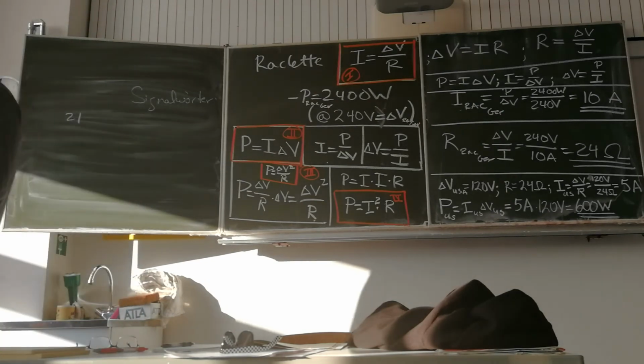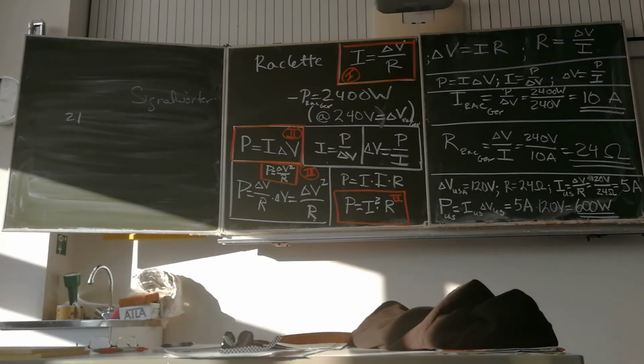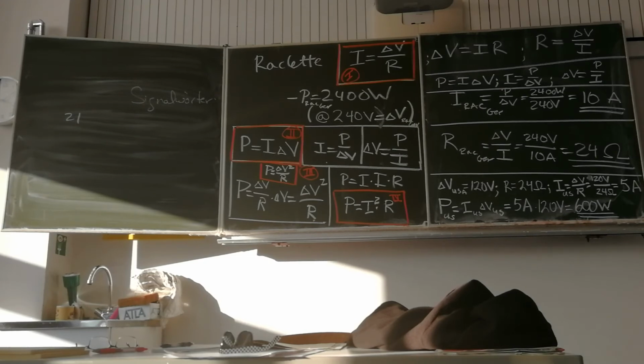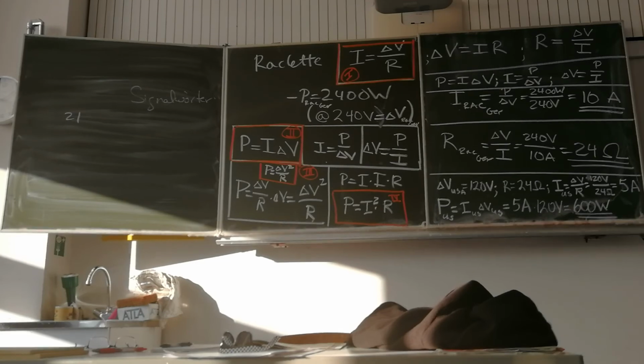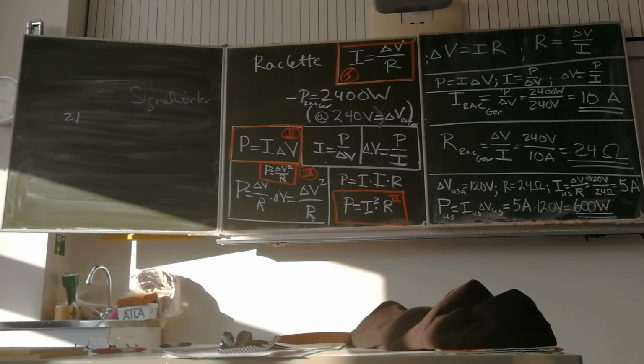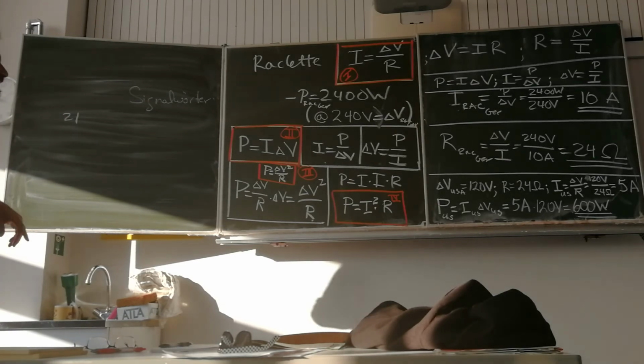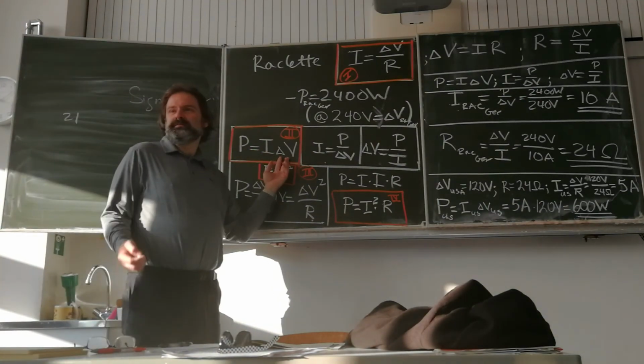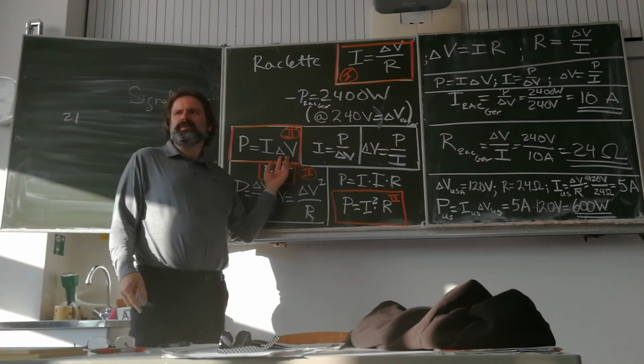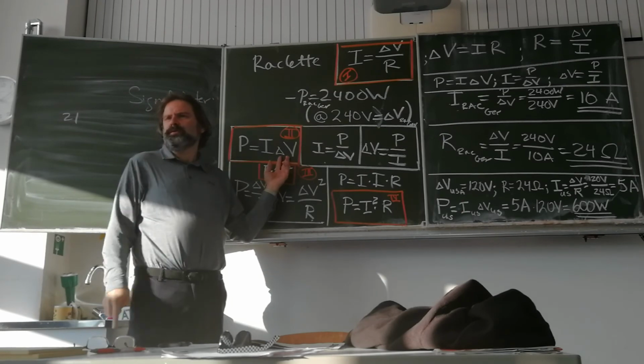What is the power that it's producing in Germany? 2,400 watts. So by what factor has it reduced? Four. Whoa, wait a minute. I thought power is proportional to voltage difference. So with Germany having halved the voltage, shouldn't we only reduce the power by a factor of two? Because we reduced delta V by two. So why does it reduce by four? Why is the power reduced by four?